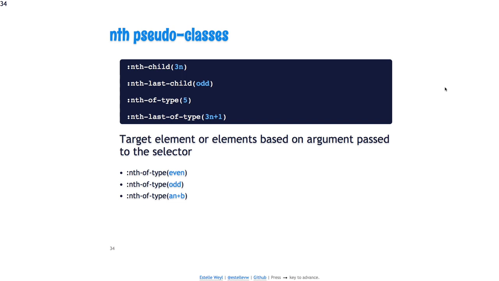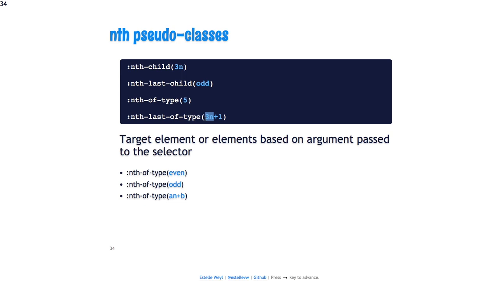So you have two key terms, odd and even. So odd is 2n plus 1. Even is just 2n. But anytime you have the letter n, what comes immediately after it, you can't have a space there.